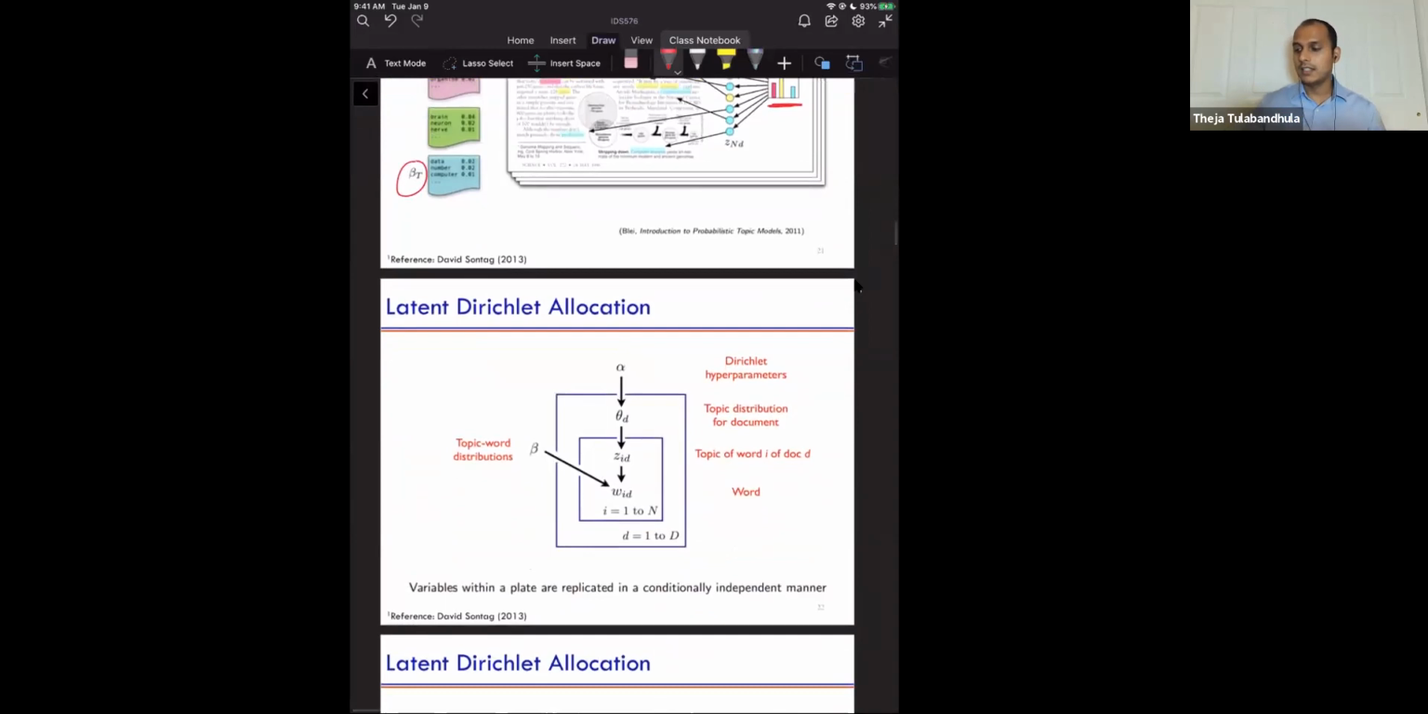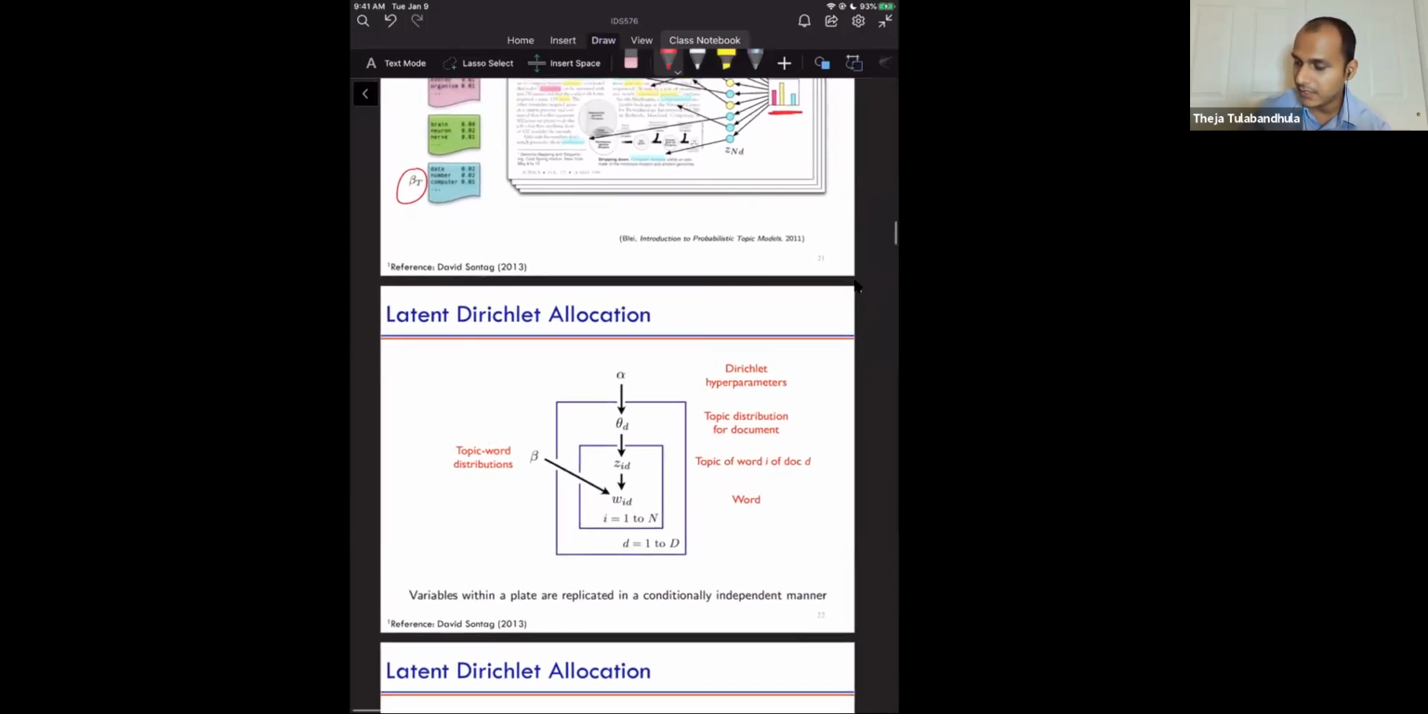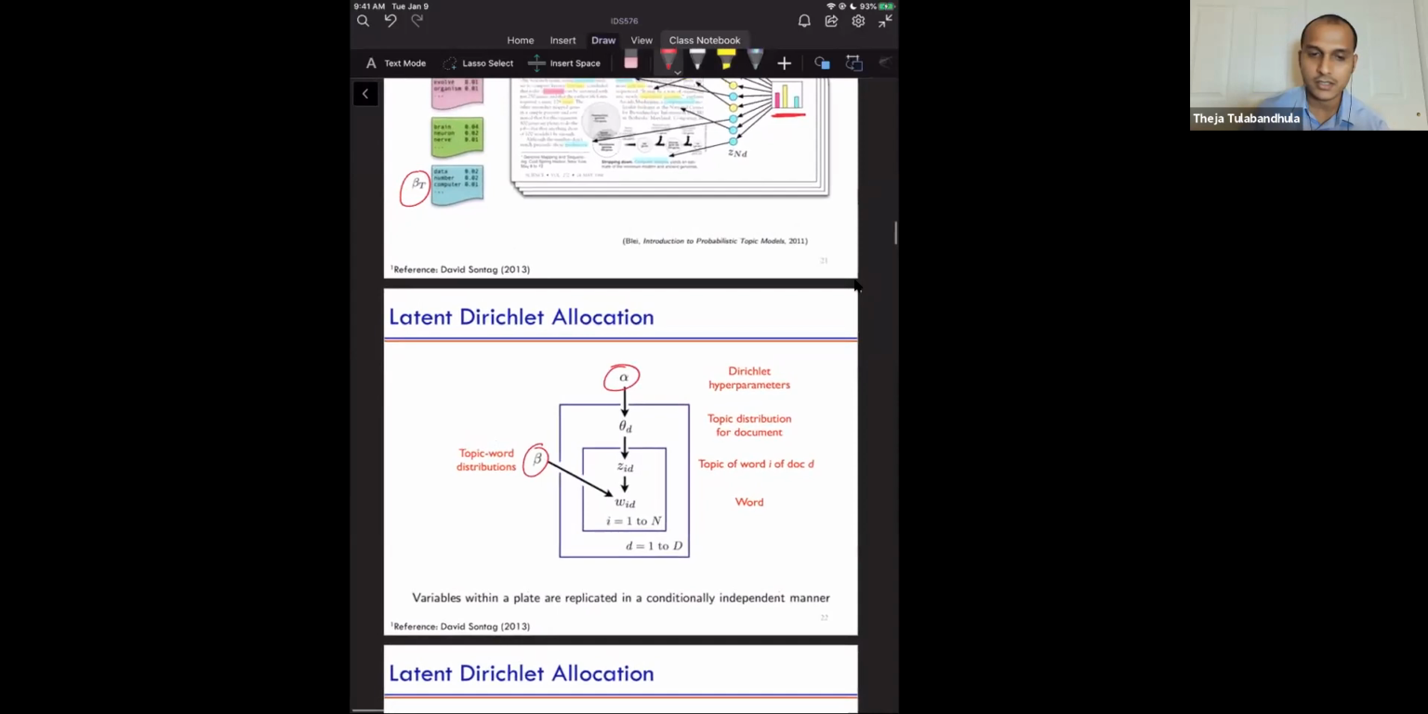Remember for naive Bayes, I had drawn a diagram with the random variables. Here also you can draw the diagram, which is going to be a graph. But the simpler version, where you fold in a bunch of random variables, is what is shown in this figure. Let me explain. You start with alpha, the parameters of the Dirichlet distribution, and beta, the topic word distributions. These are the parameters of this model.